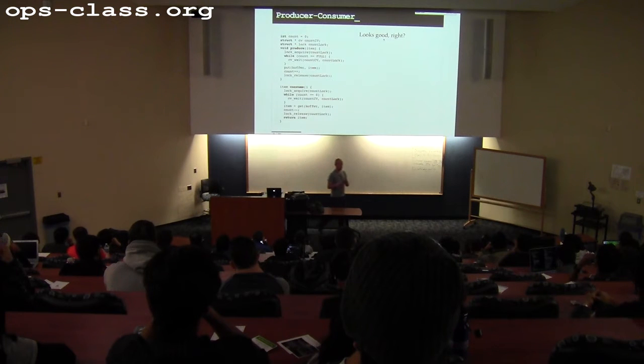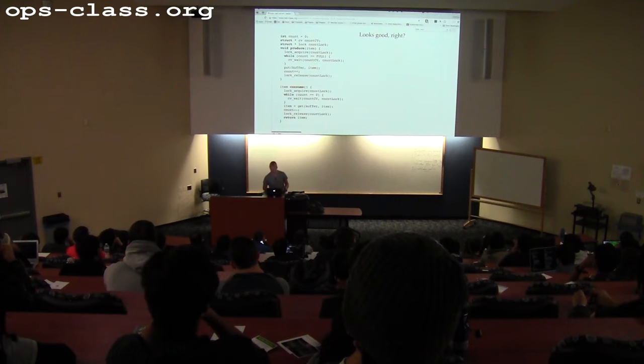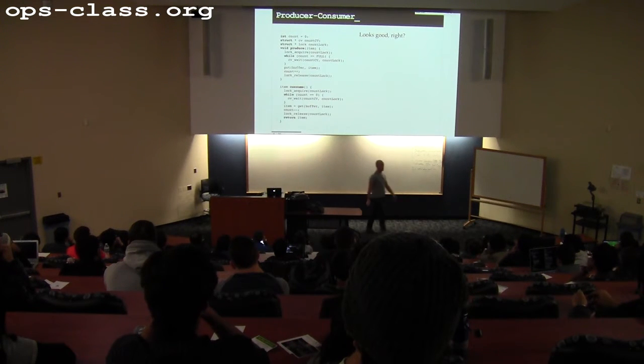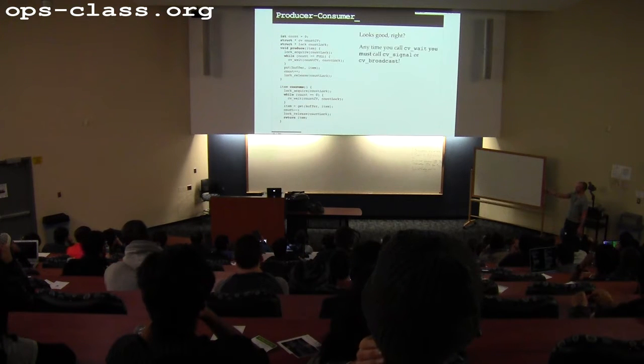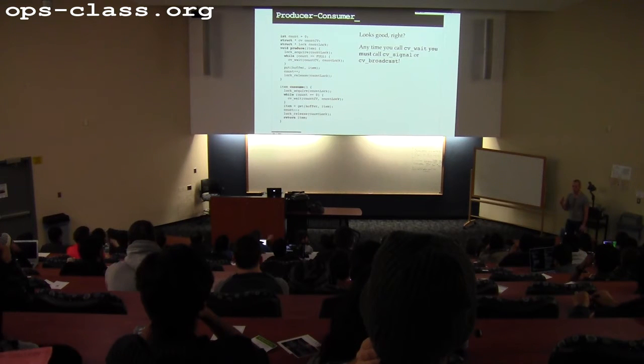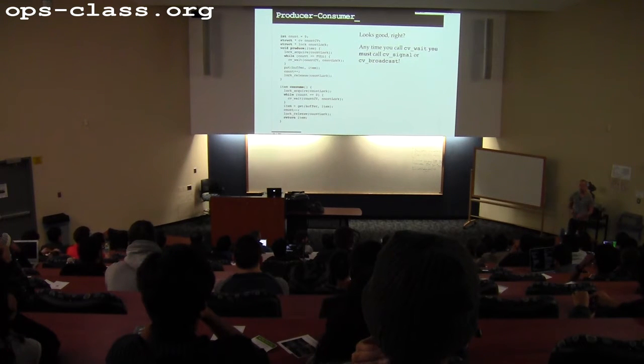Okay, so in this case, there's a wait but no signal. They fixed the problem. Okay, good. Now, where do I want to put the signal? When does the condition change in a way that's meaningful, right? So I need to call CV signal or CV broadcast. Where should I do that?